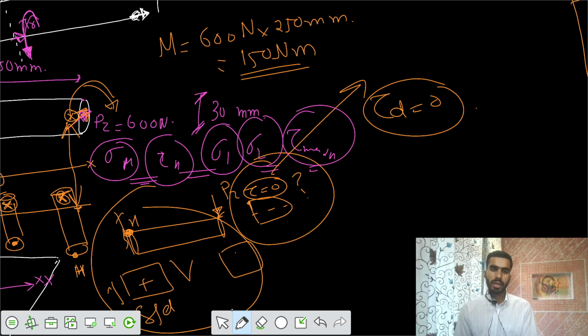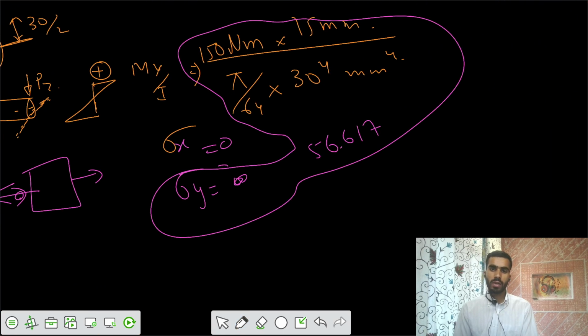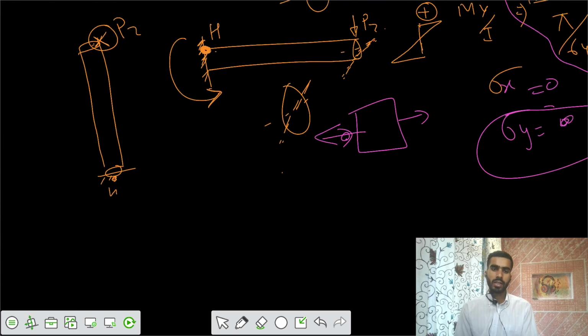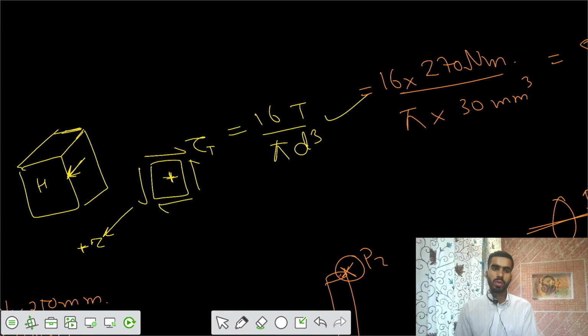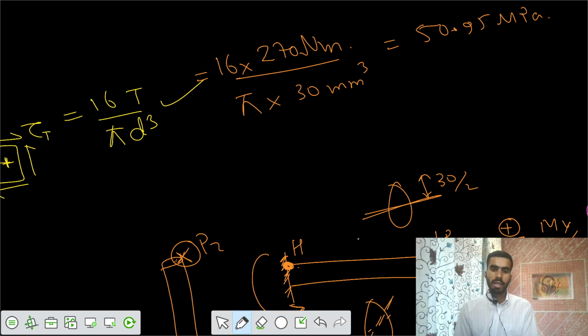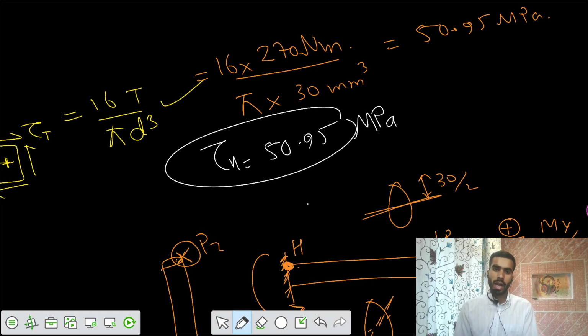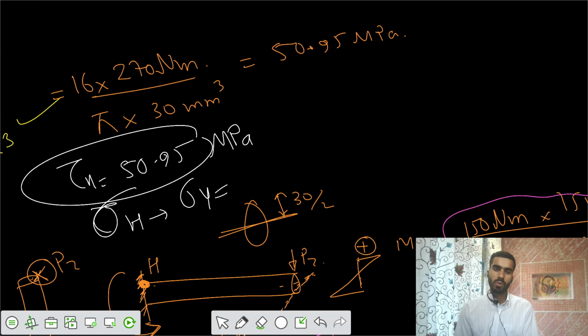So we got the net value of tau at H. That was the summation of those two. So I would say finally that tau at H would be equal to 50.95 megapascal positive, and sigma at H would be such that sigma y is 56.617, and sigma x equals 0.